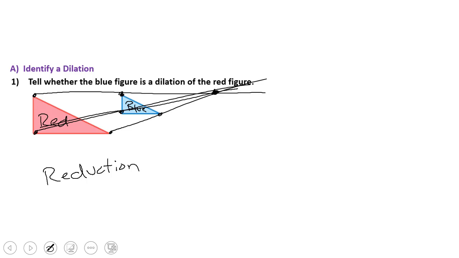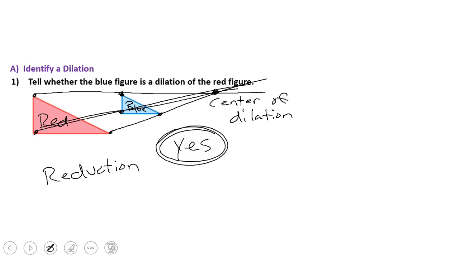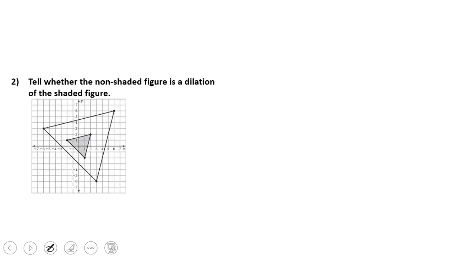Now we have all three where there are lines drawn through corresponding parts, and they all pass through the same point. That would be the center of dilation. And since they all do that, yes, this is a dilation. And yes, the blue is a reduction of the red figure in this particular example. Go ahead and pause and meet me for example number 2.